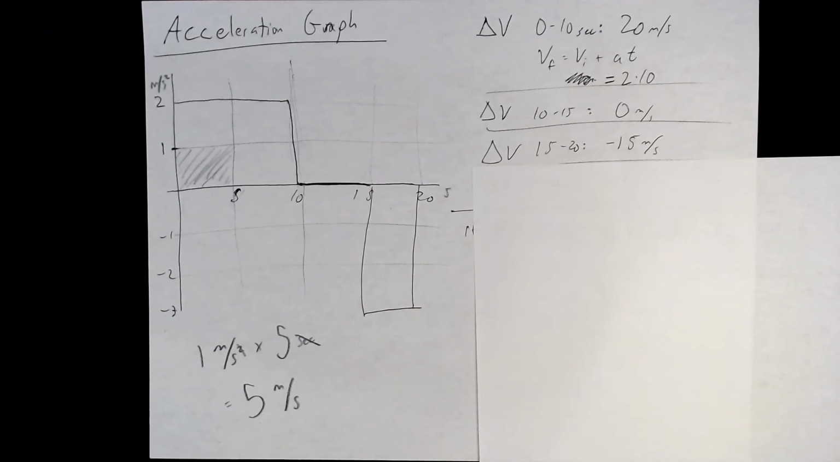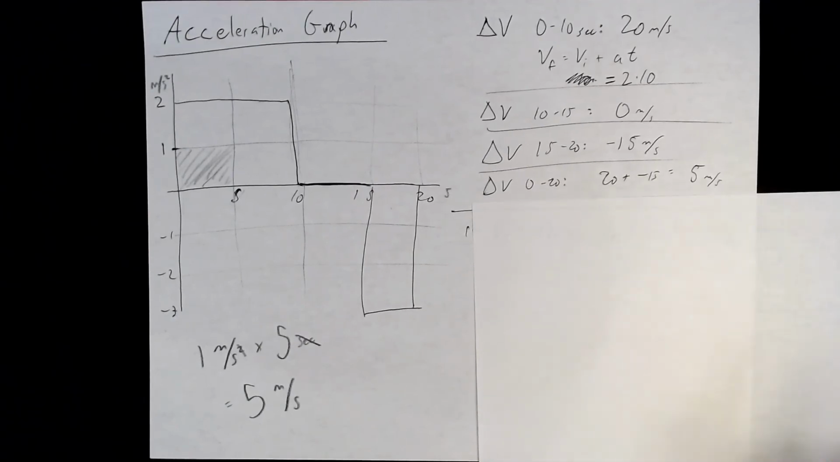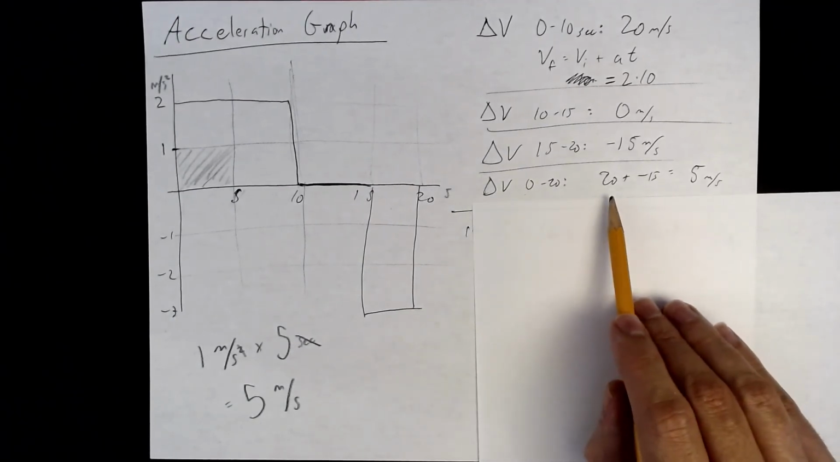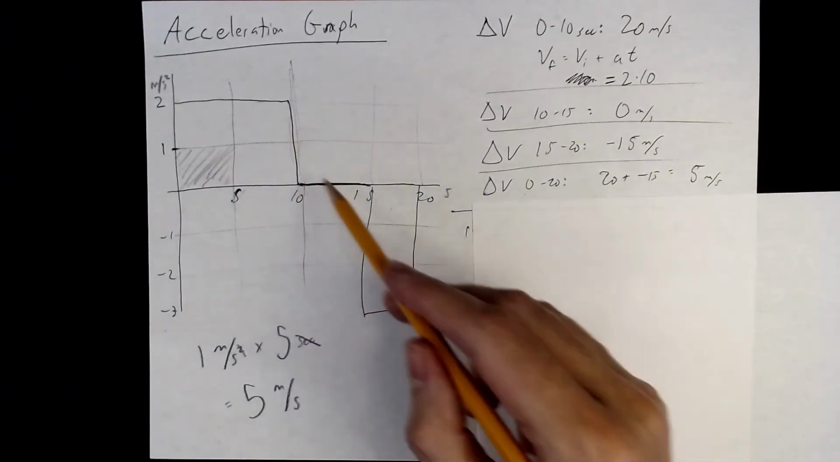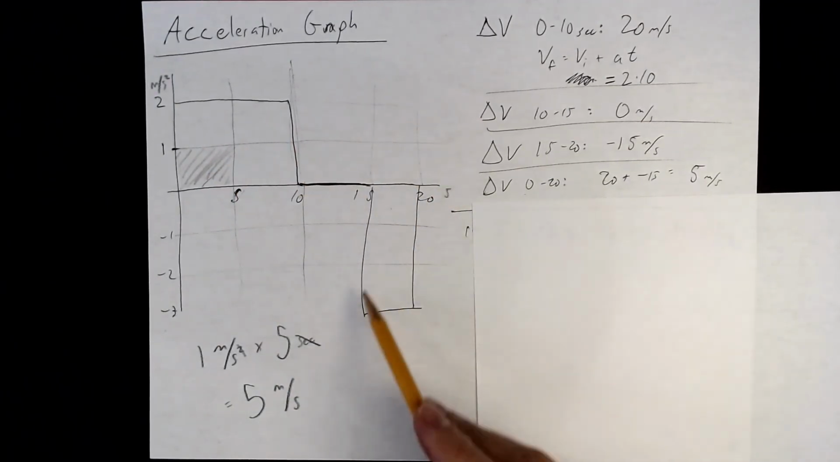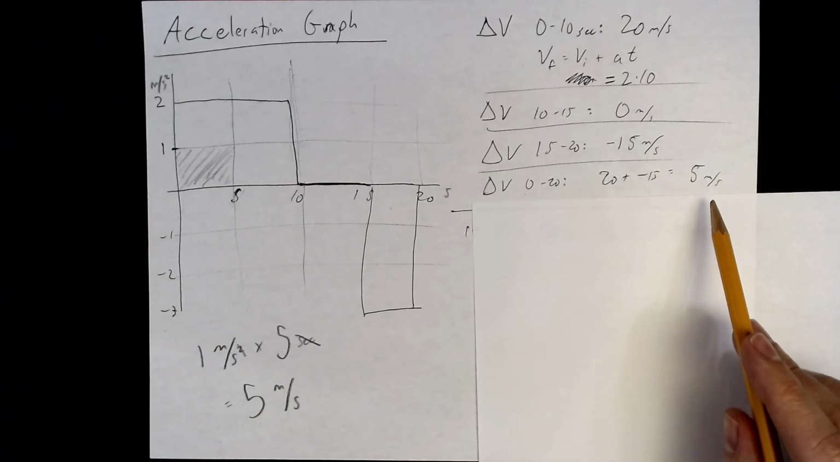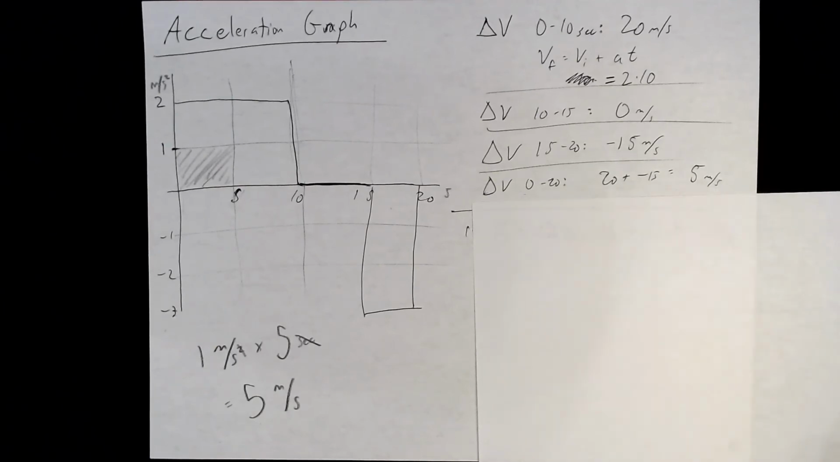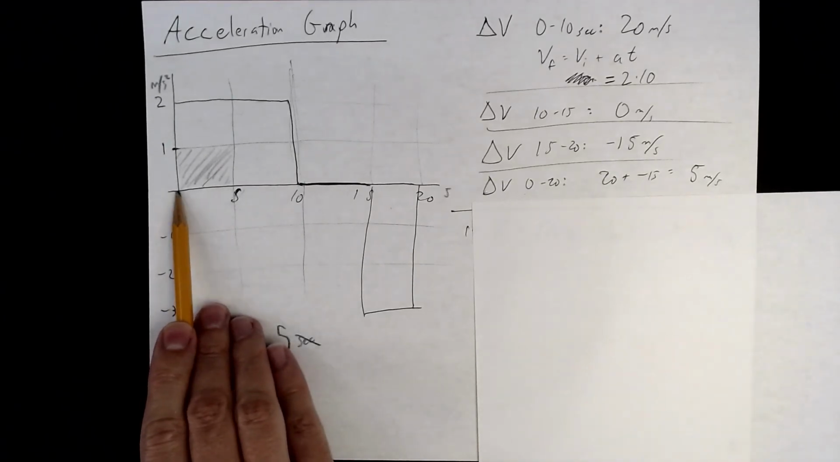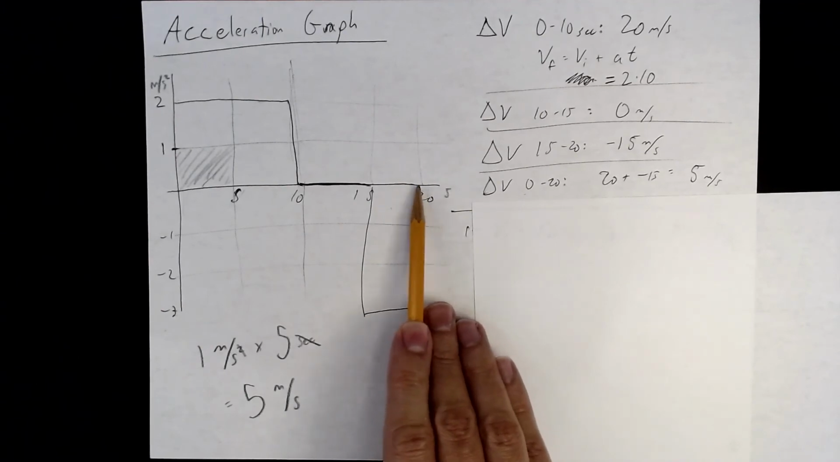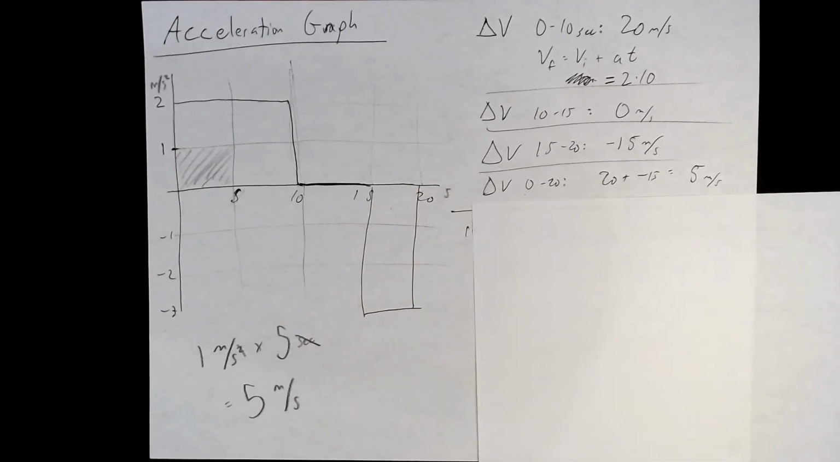Putting it all together, we find from 0 to 20 seconds, we get positive 20 in this, negative 15 in that, and we find a total change in velocity of 5 meters per second. From this point in time to that point in time, we changed our velocity by 5 meters per second.